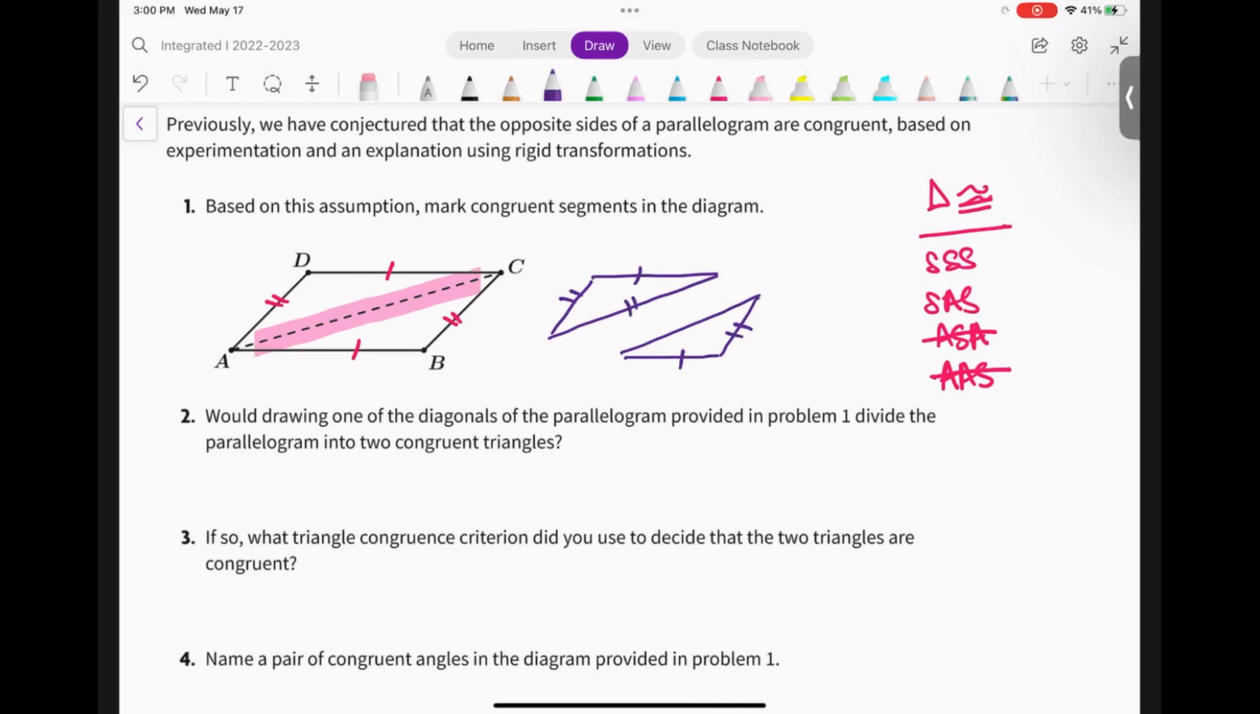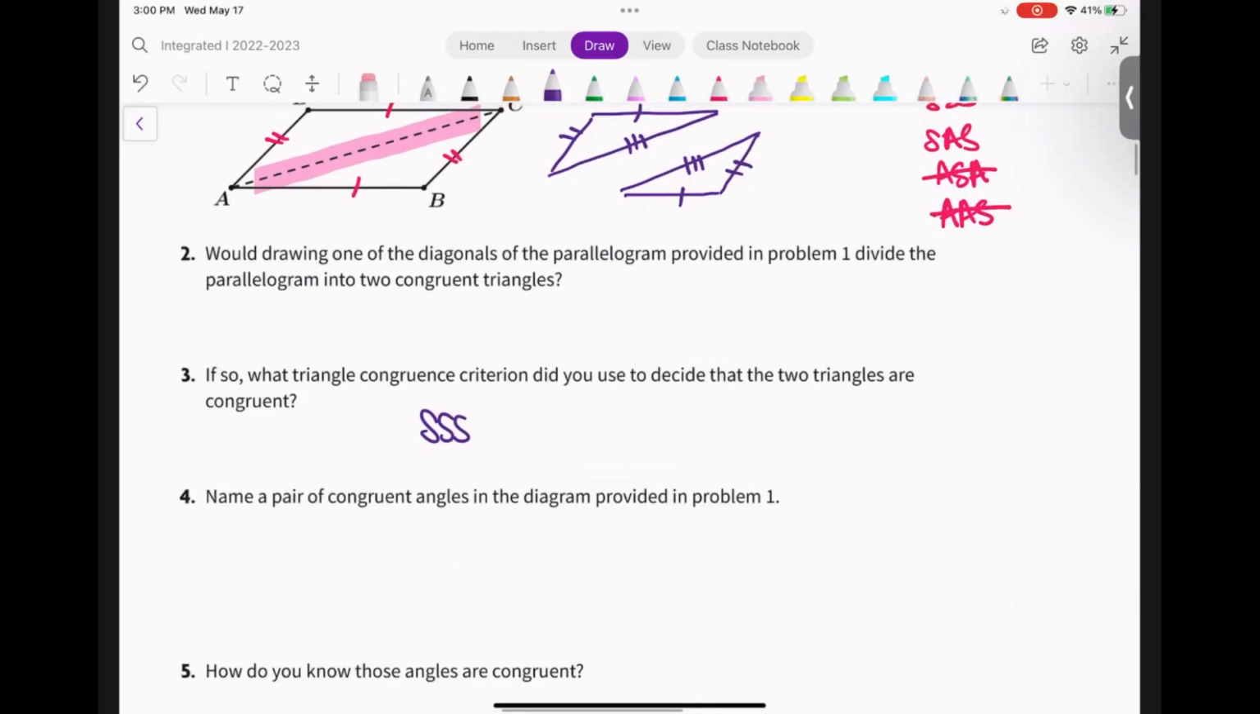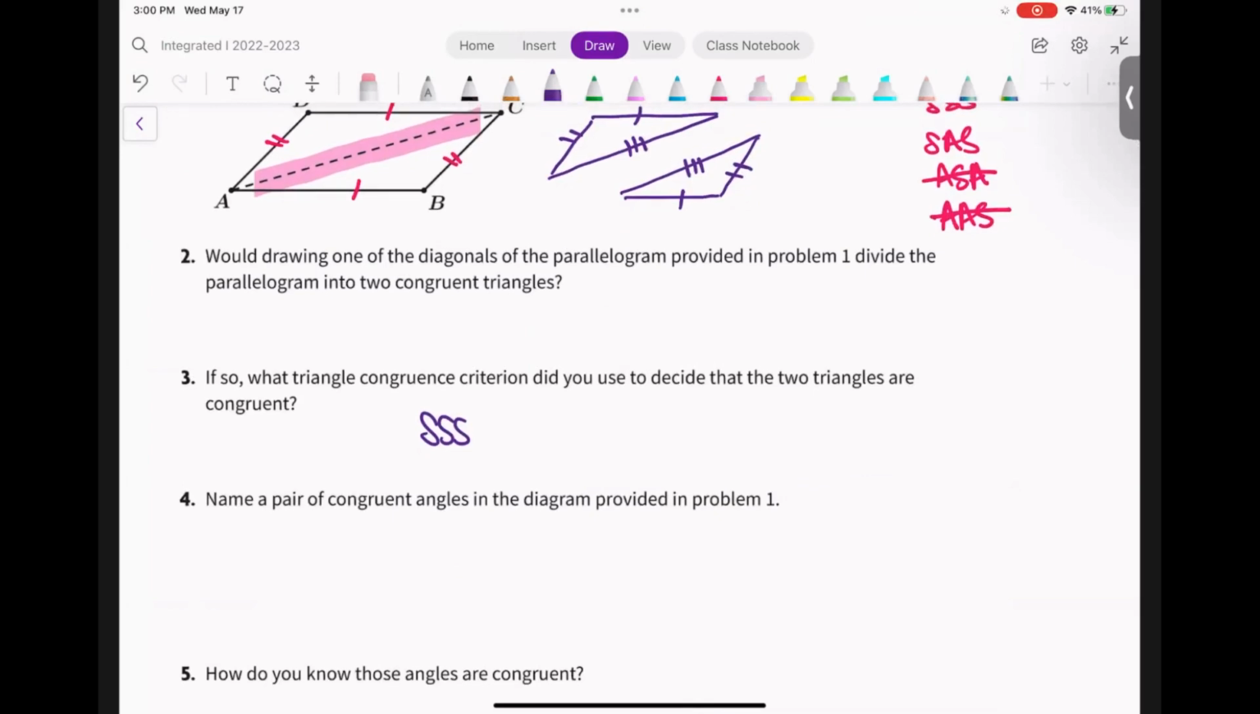And you see that this side is congruent to itself. And in math, we call that the reflexive property. Reflexive reminds me of reflection, like a mirror. And so side AC is congruent to side AC. And so yes, it's because of SSS. And name a pair of congruent angles in the diagram provided in problem 1.